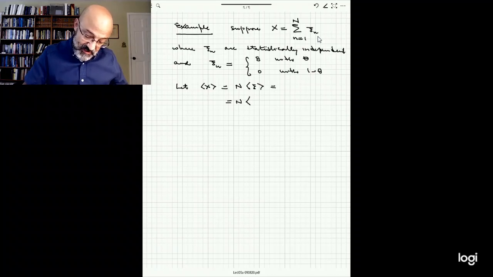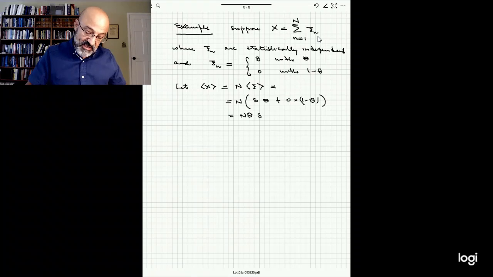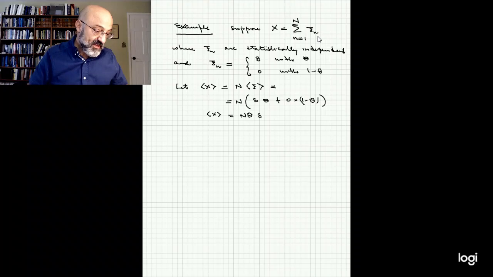It's going to be, let's just do it, right? Epsilon with probability theta plus 0 with probability 1 minus theta. So this is going to be n theta times epsilon. So you can see here the number of successful outcomes showing up there again. So that's the expected value of x.